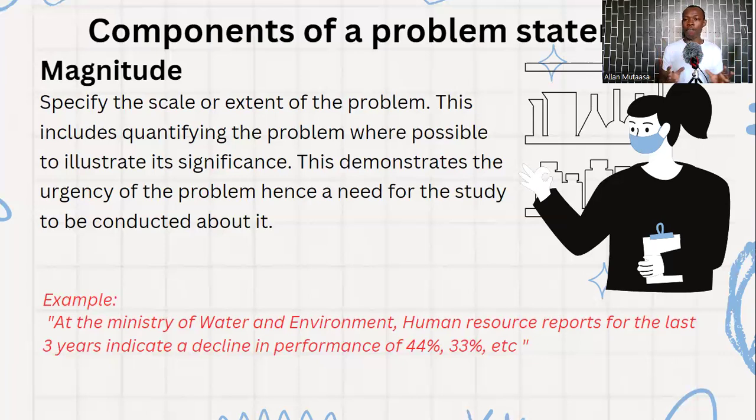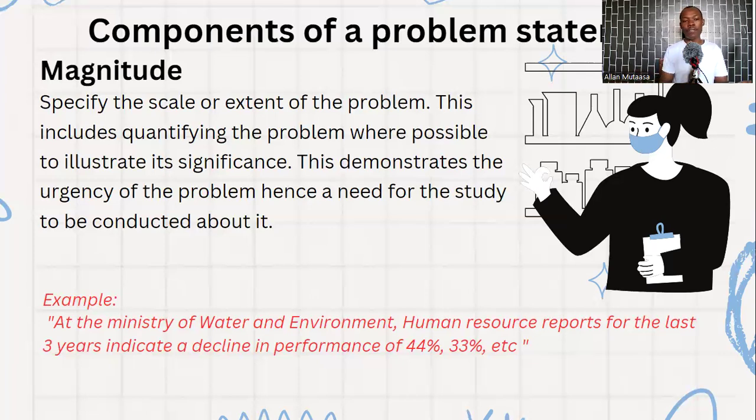And if we have that quantified, it is the one that we are going to put in the magnitude to show whoever is reading this problem statement that at this specific ministry, for instance, if we choose the Ministry of Water and Environment, this is what the problem stands at. Okay. And if we have that, then we have quantified the magnitude. So at the Ministry of Water and Environment, human resource reports for the last 3 years indicate a decline in performance by 44%, 33%, maybe 31%. So this one is showing a decline.